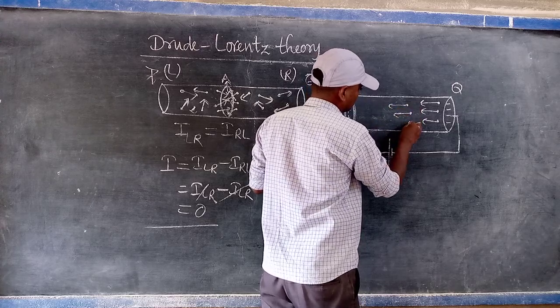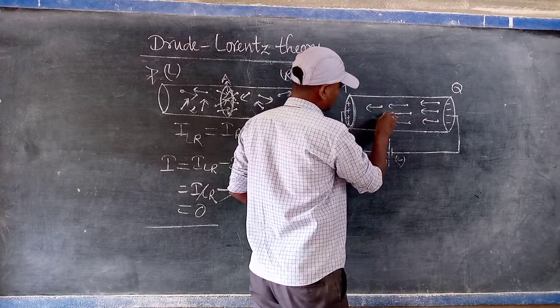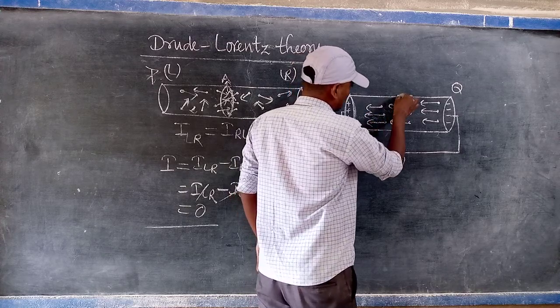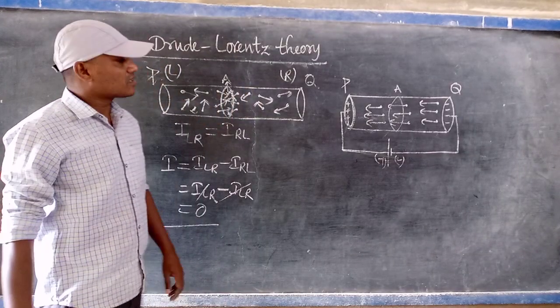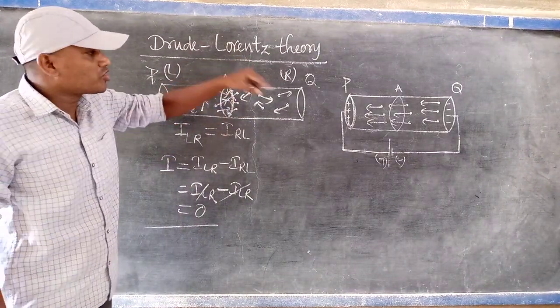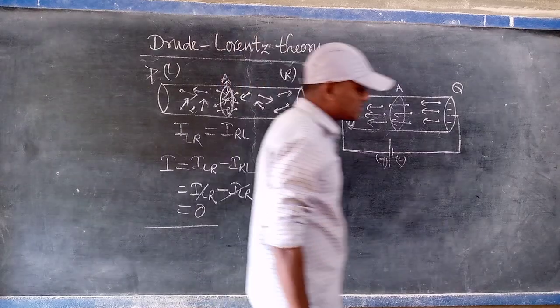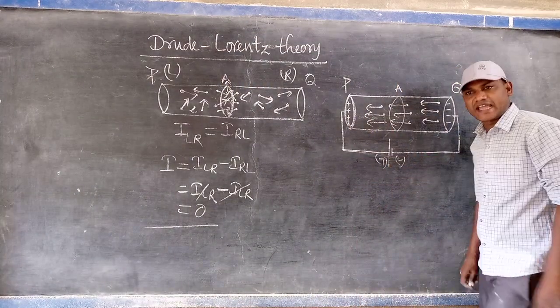So first we have to find the center of the circle. How do we find the center of the circle? First drawing will be... So all the electrons will be set into motion in only one direction. That is Q to P according to the diagram.